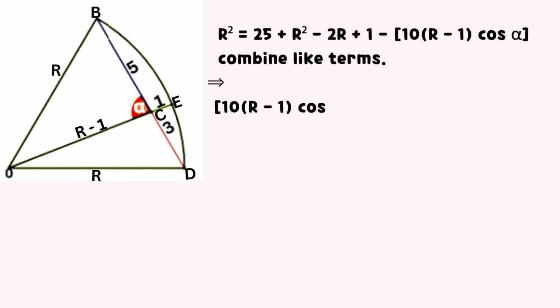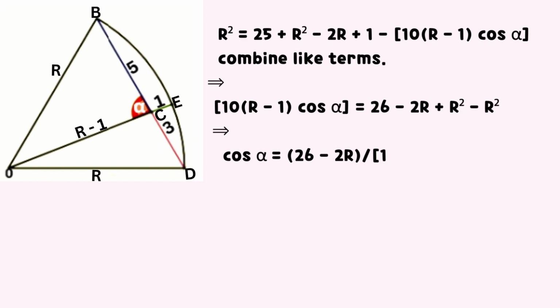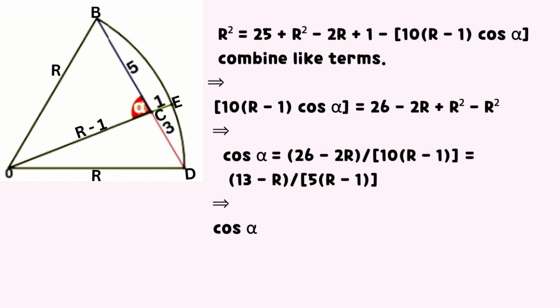The square of R equals the sum of 25 and the square of R minus 2 times R plus 1 minus 10 times the product of R minus 1 and cosine alpha. Combine like terms and make cosine alpha the subject of the formula. We have that cosine alpha equals 26 minus 2 times R, all divided by 10 times R minus 1, which equals 13 minus R, all divided by 5 times R minus 1. We call it equation 1.